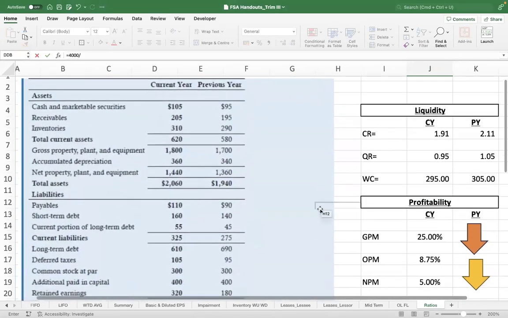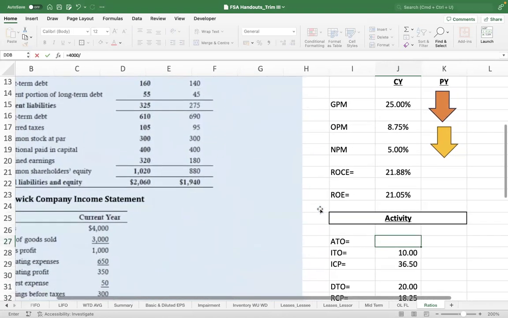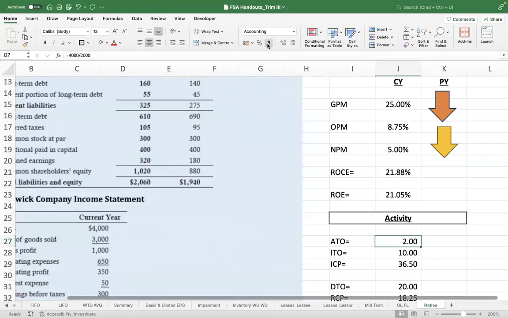What will you take in average assets? I will take total assets. So 2060 plus 1940 is 4,000 by 2 is 2,000. So 4,000 by 2,000, that means you have an asset turnover of 2, now this is good. So one of the reasons probably that the company, despite having low OPM and NPM, has a good ROE could also be because of a good ROA.